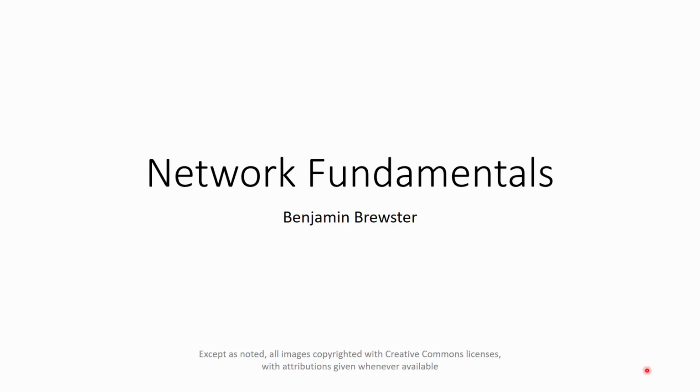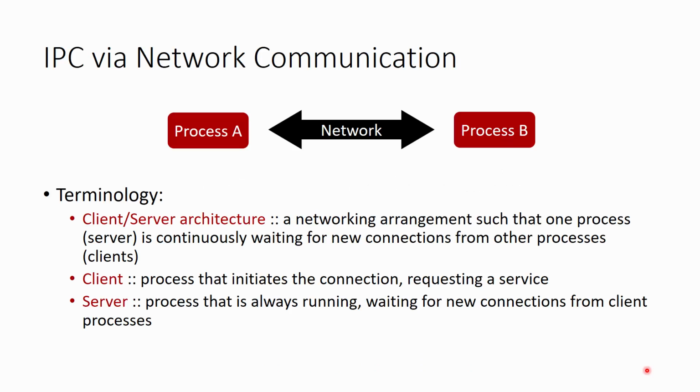As we start our discussion about networks, we're going to talk about how they are impacted and used by the Unix environment. So let's jump right into IPC via network communication. IPC is inter-process communication. What this is talking about is how two different processes can communicate. And in this case, we're talking about communication via networks.